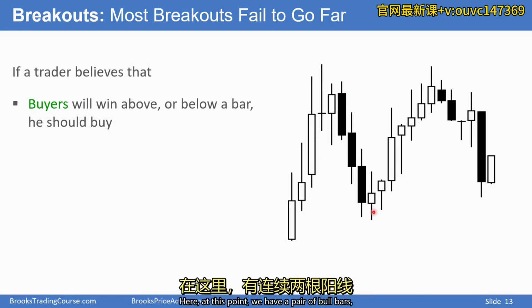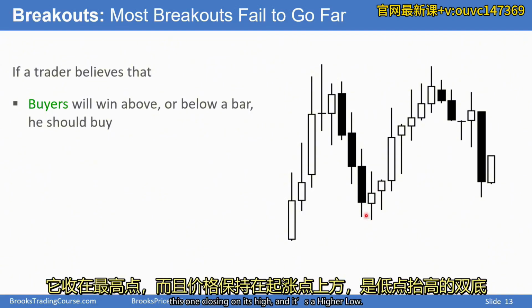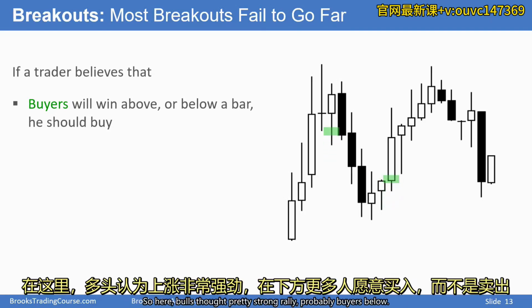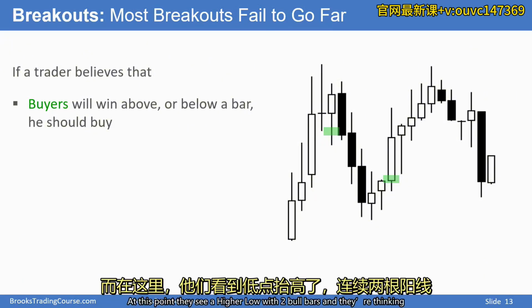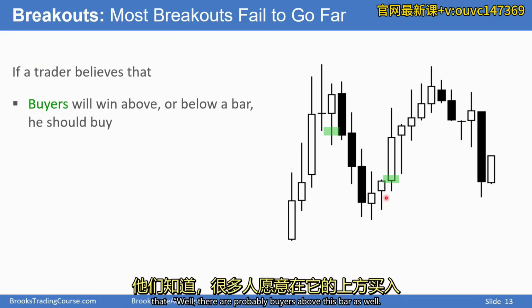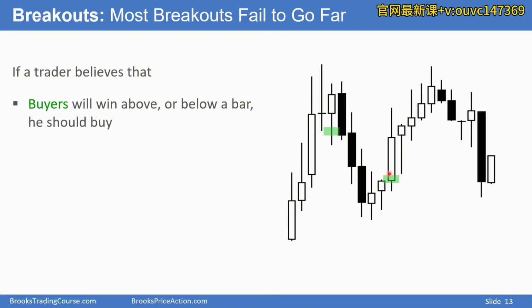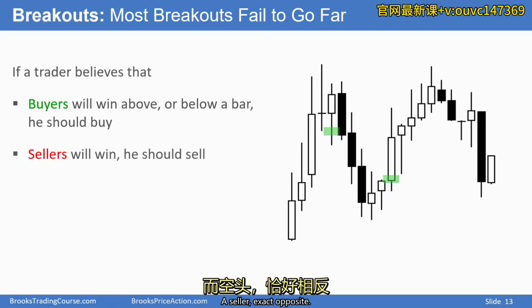Here, at this point, we have a pair of bull bars, this one closing on its high, and it's a higher low. This is a higher probability buy than there, but both are appropriate buys. So here, bulls thought pretty strong rally, probably buyers below. At this point, they see a higher low with 2 bull bars, and they're thinking that, well, there probably are buyers above this bar as well. So buyers below that bar and buyers above this bar. A seller, the exact opposite.